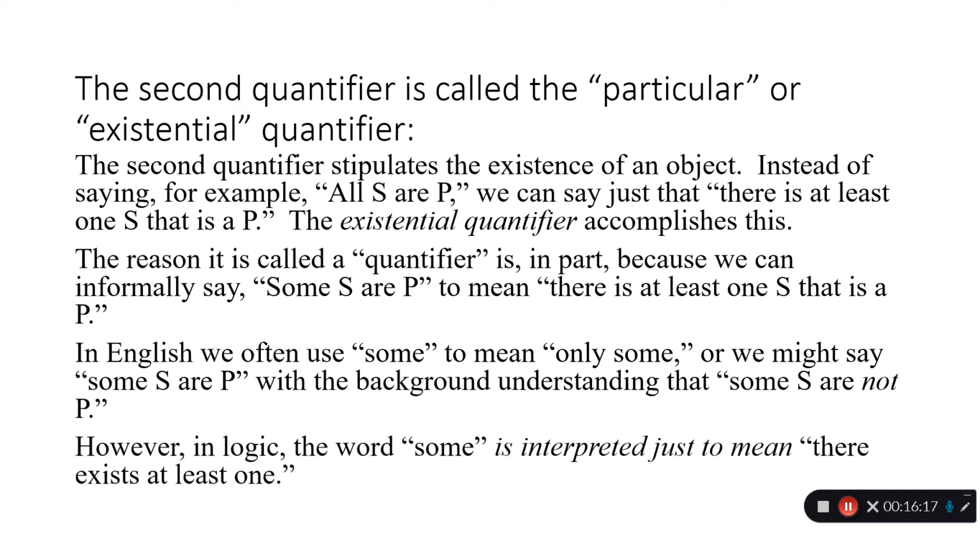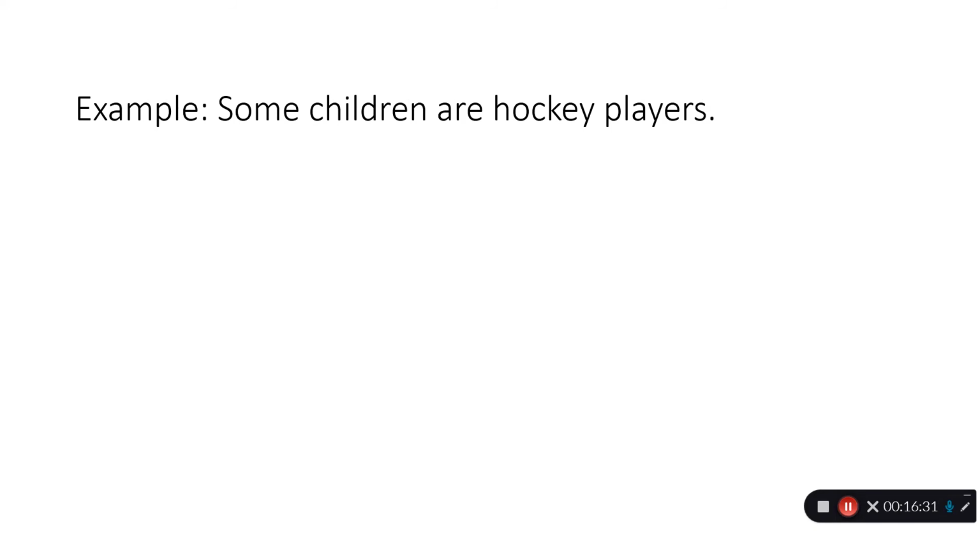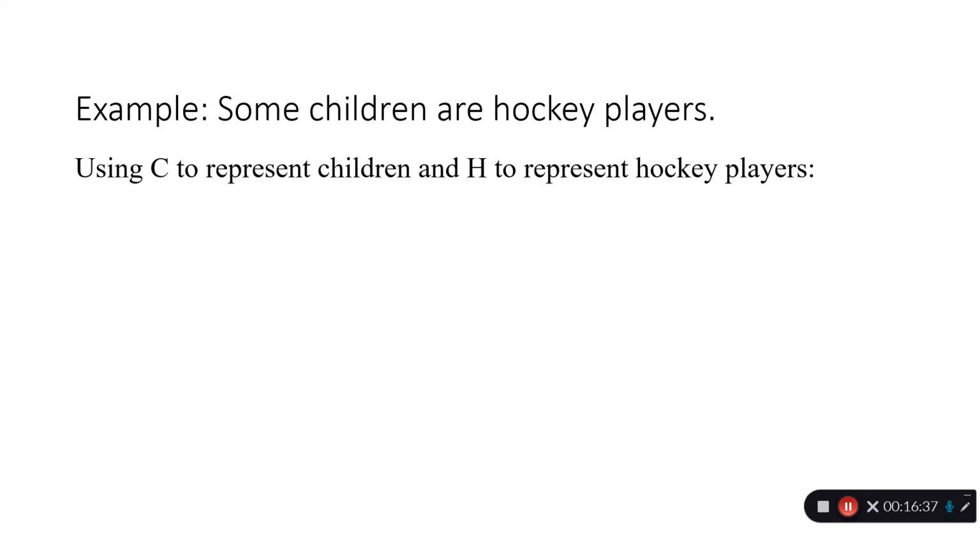In logic, the word some is always interpreted just as there exists at least one. It doesn't necessarily mean there are some that are not. It only means at least that there are some that are. At least one that is. So let's cash that out a little more. Let's look at a statement like, some children are hockey players. Using C to represent children and H to represent hockey players, some C are H.